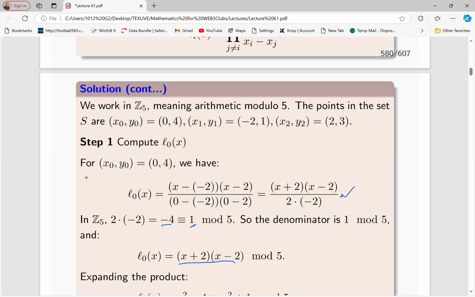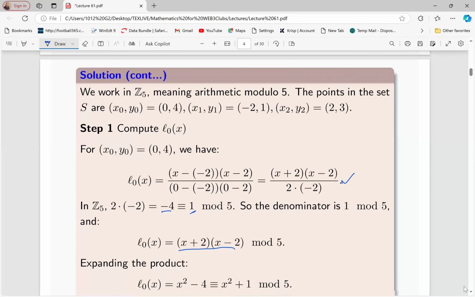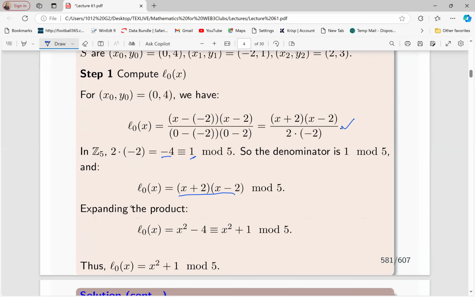So you may want to simplify this. You may want to open the bracket by just expanding. And when you do that, what do you get? You get x squared, because this times that will be x squared. And then x times that will be negative 2x. Then 2 times that will be plus 2x. Then 2 times minus 2 will be negative 4. So the middle terms give you 0. So you arrive at this.